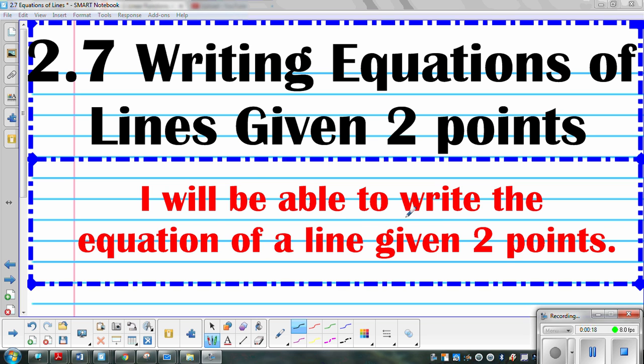You're not going to be just given a graph. You're not going to be given a point and a slope. Today, you're just going to be given 2 points, the coordinates of 2 points. Once you have those, the question is, what do we do with it? How do we get to our equation? As soon as you have your title and objective, go ahead and move on.